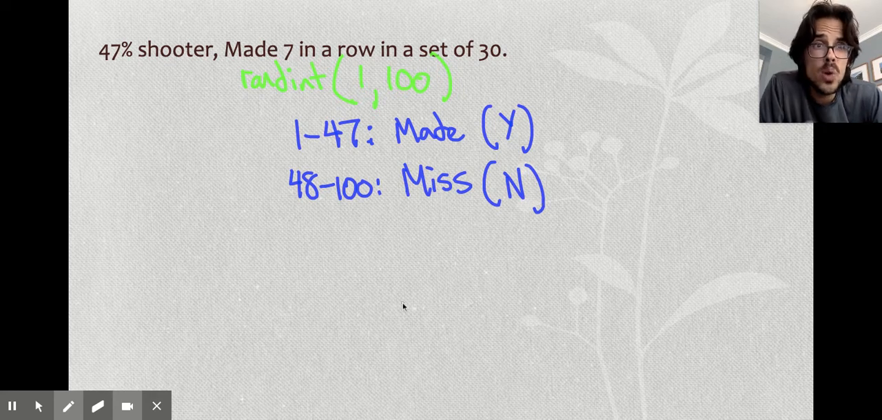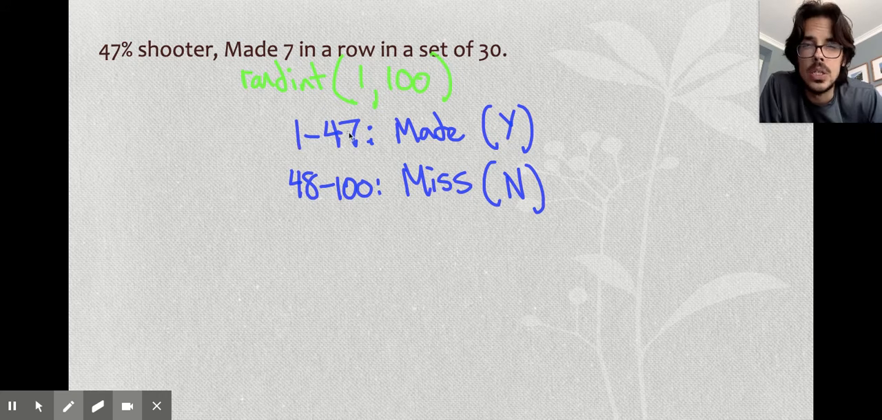Now, do you have to have the labels the same as me? No. If you did 1 through 53 miss and then the rest of them make, that's fine too, as long as it appropriately represents the problem.